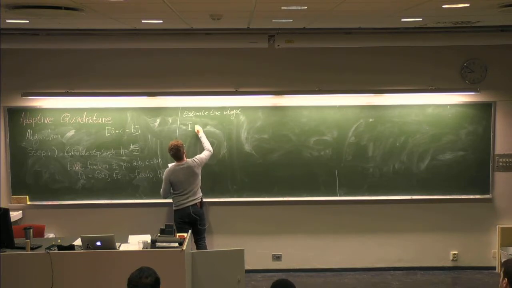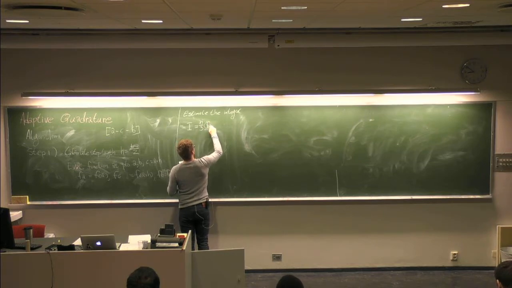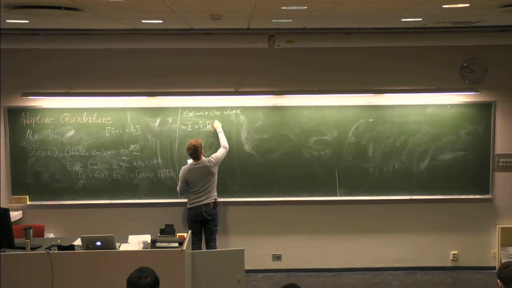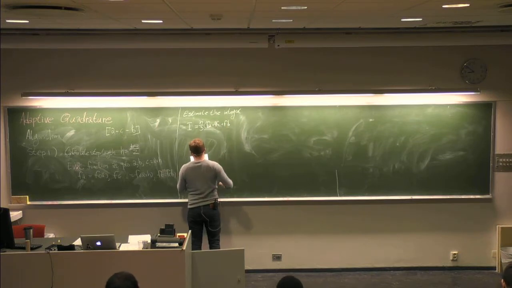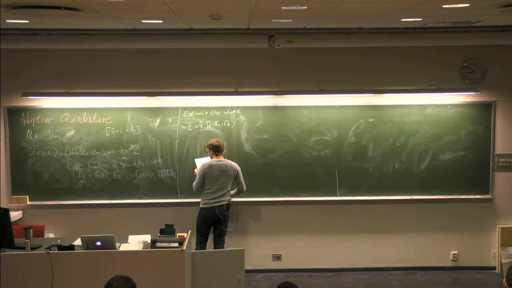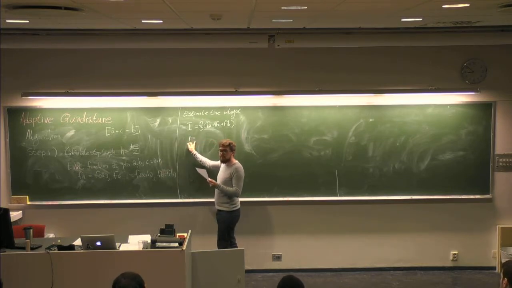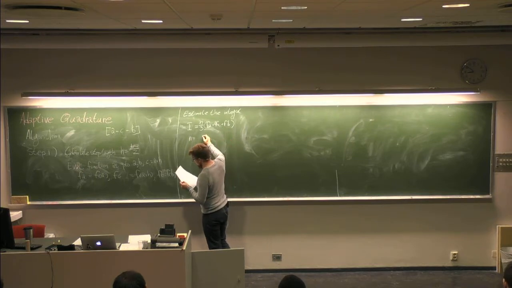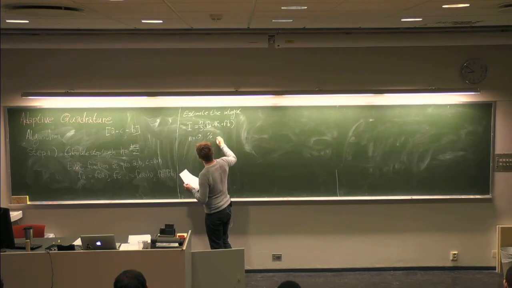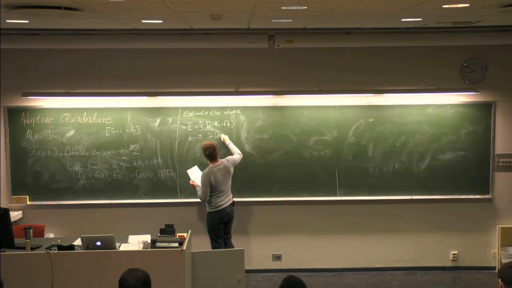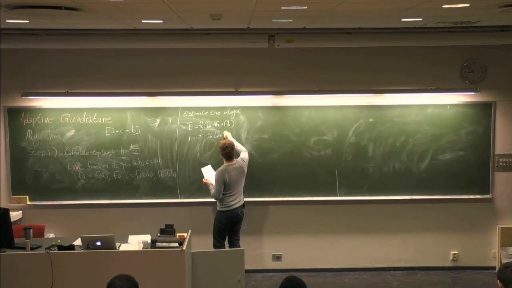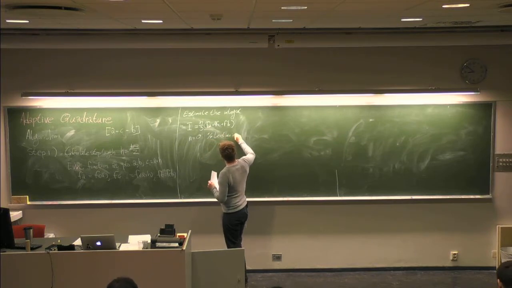This will be h over 3 times fa plus 4 fc plus fb, like so. And then we have to give it which level we're at. So now we're at the top level. I'm just going to do this at 0. This is the level we're at.